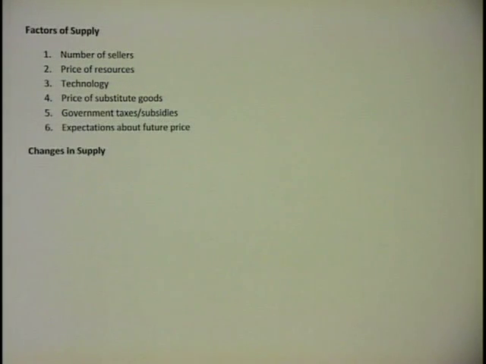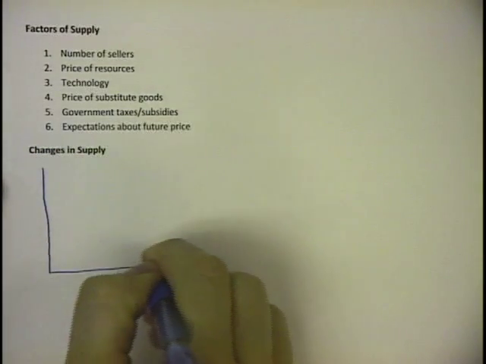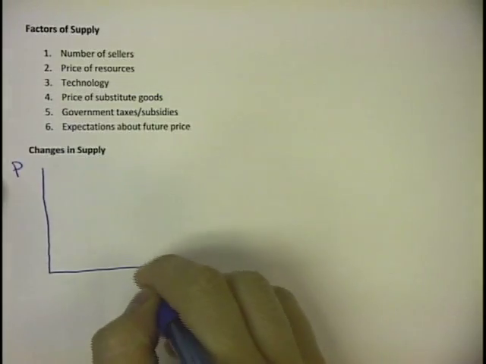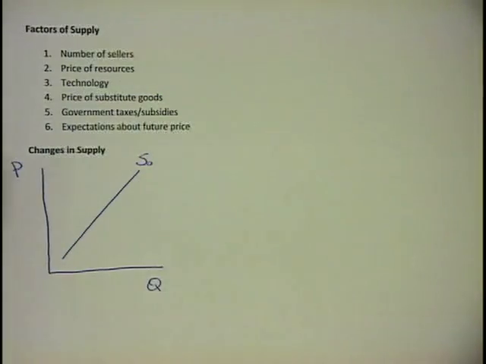Okay, for this one, we're going to talk about what would shift our supply curve. Let's see what our supply curve looks like first of all. So we have price, we have quantity. Remember, our supply curve is upward sloping.